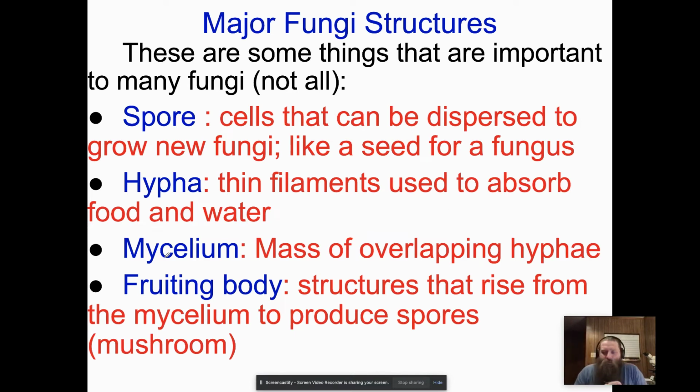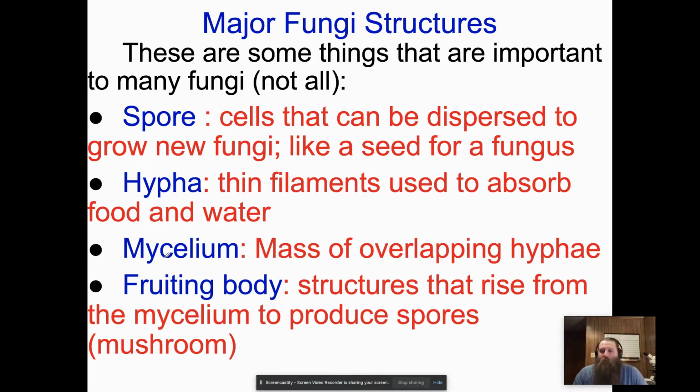Now, as far as the major structure of a fungus is concerned, there are a couple of important things you need to be able to identify. First, there is the spore, and spores are cells that are dispersed out of a fruiting body of a fungus in order to grow new fungi. Think of them kind of like a seed. There are hypha or hyphae, which are these thin filaments used to absorb food and water. They are underground, and that is the main actual part of a fungus.